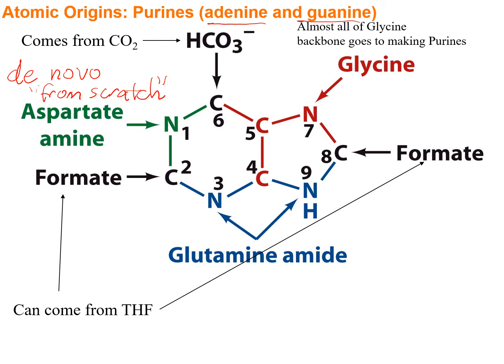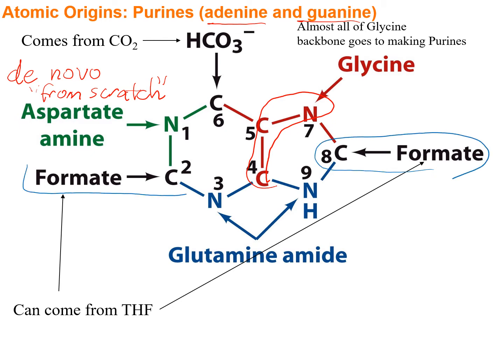First, let's see where the atoms come from. Carbons 4, 5, and 7 come from the amino acid glycine. Carbon number 8 comes from formate. Same with carbon number 2. Notice that purines are a bicyclic structure. They have two rings. The amino acid aspartate donates nitrogen number 1.